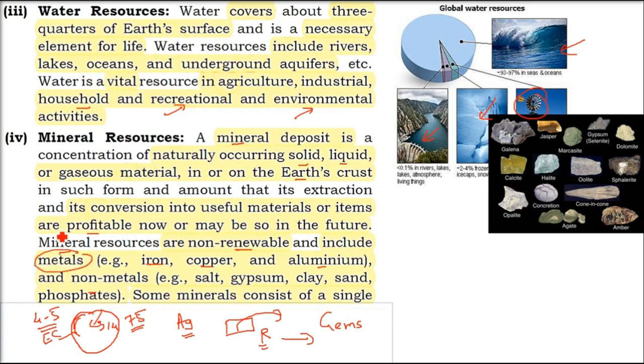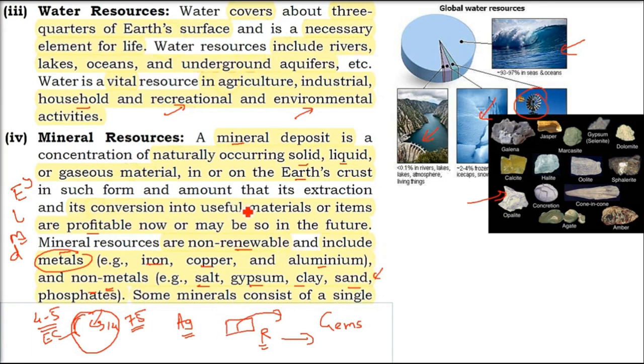These are metals, as I said, and there are certain properties of metals. They are conductors of electricity, they are lustrous, they are malleable, they are ductile. All these properties differentiate a metal from a non-metal. So metal is a mineral resource. Non-metals, we get all these non-metals also. For example, salt, gypsum, clay, sand, phosphates. These all come under non-metals.